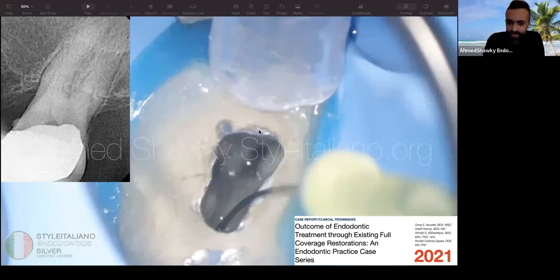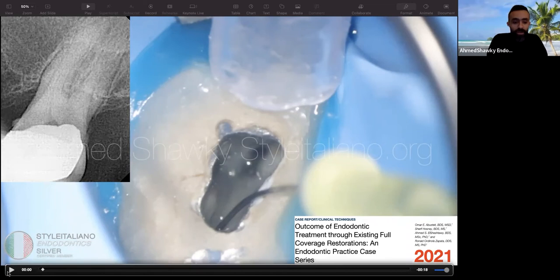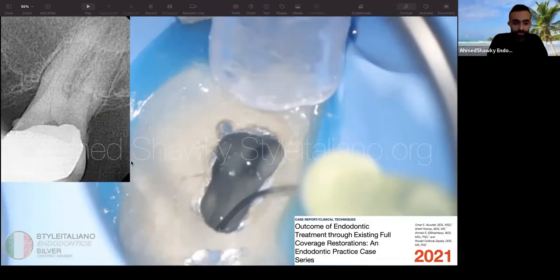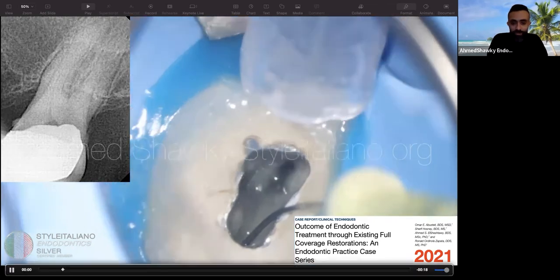This is a difficult case of non-surgical endodontic treatment, not retreatment, through existing fixed restoration. And you can check this article in the Journal of Endodontics. We published in 2021 on the outcome of treatment through existing fixed restoration. Sorry, it's in 22. This is an error in typing. So we start with seeing what's going on with this tooth, and I will let you see the full treatment protocol.